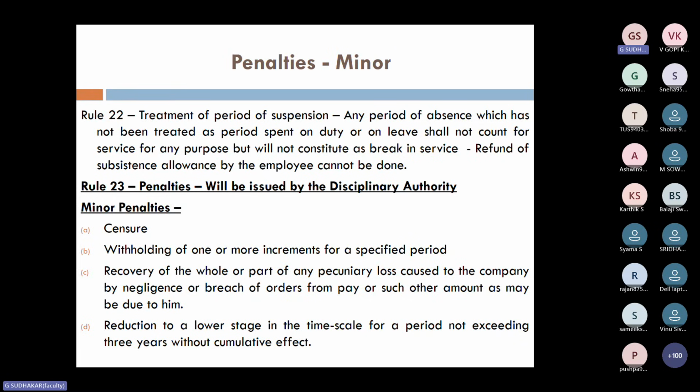Reduction to a lower stage in the time scale for a period not exceeding 3 years without cumulative effect. Cumulative effect means it is continuous, but without cumulative effect means it will be restored after 3 years. So these are all the minor penalties mentioned in the CDA rules under rule number 23. 1, 2, 3, 4. Very important. Just memorize these penalties.